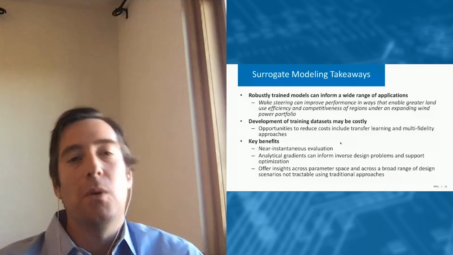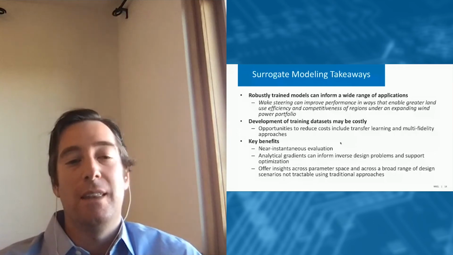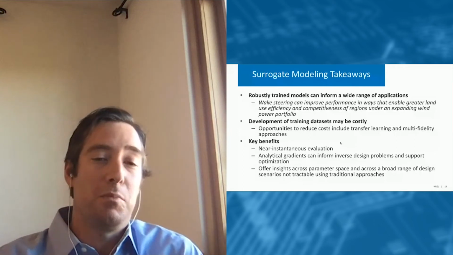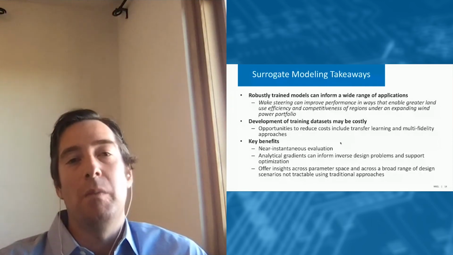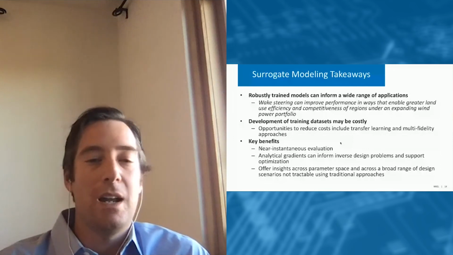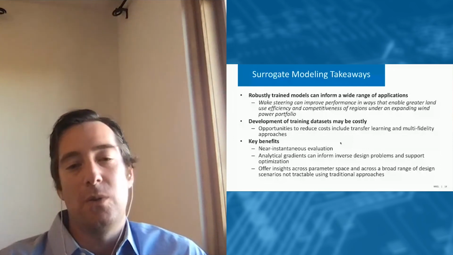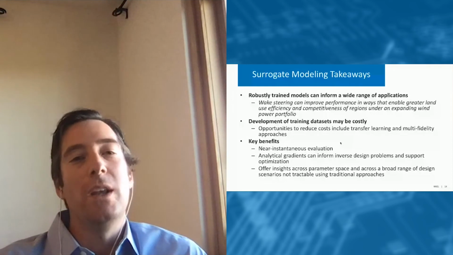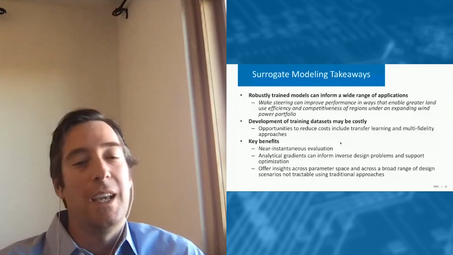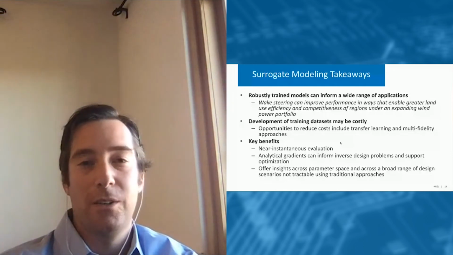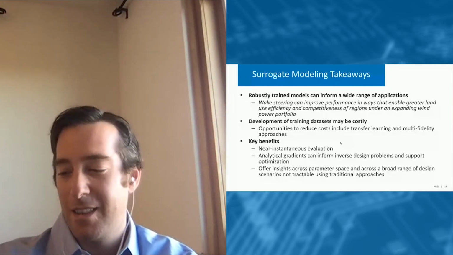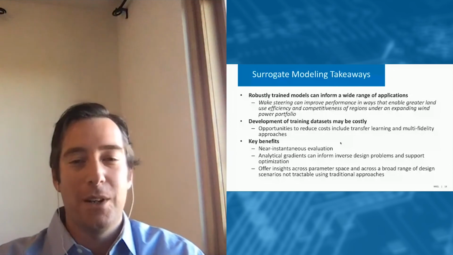And I think the most important thing about the surrogate model is that they can offer insights across broad parameter space and for a wide range of design scenarios, and that these types of analyses are simply not feasible or tractable using traditional approaches, because they're way too expensive to implement and, again, are typically focused on a single site. So I will conclude with that, but thank you, and I'll take any questions.